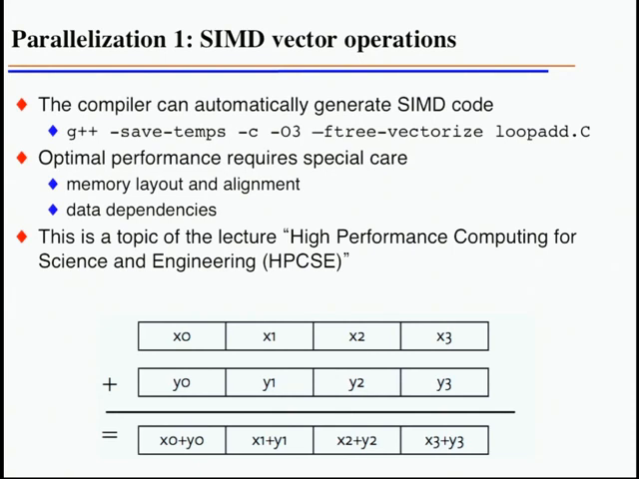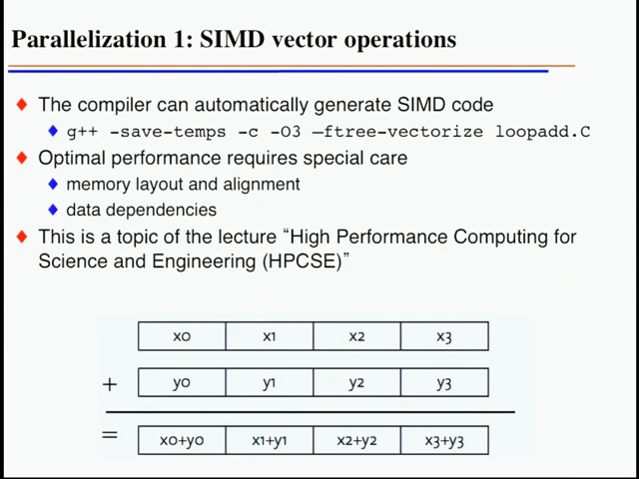And of course, the compiler is totally lost if there's data dependencies within the iteration. So if you add the result of the previous addition again to something else, then there's no way to do this within a single vector operation. So there's a lot to do for the programmer still. In this course, we will not talk about that, but there's this high-performance computing for science and engineering, which you might take in a later semester. And there, this is an important part.